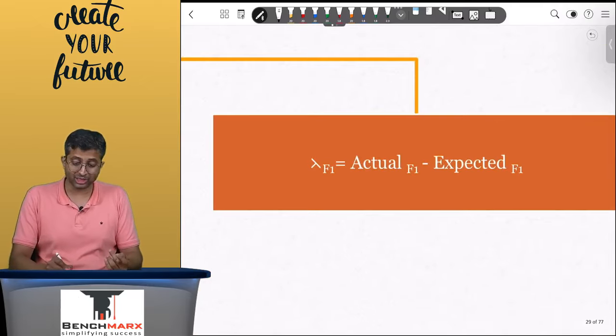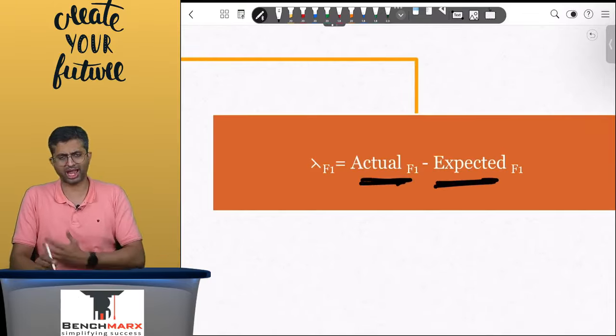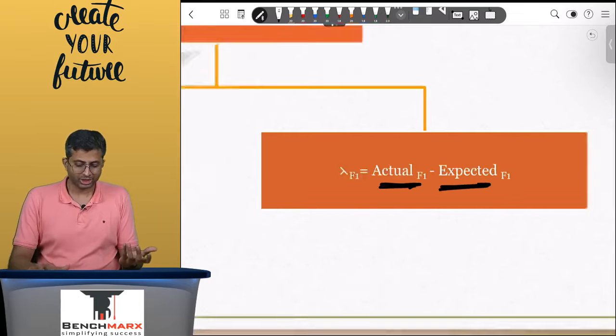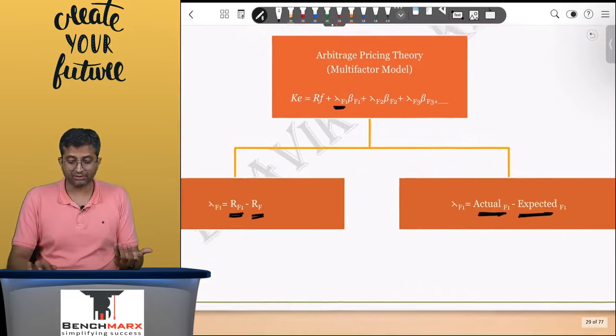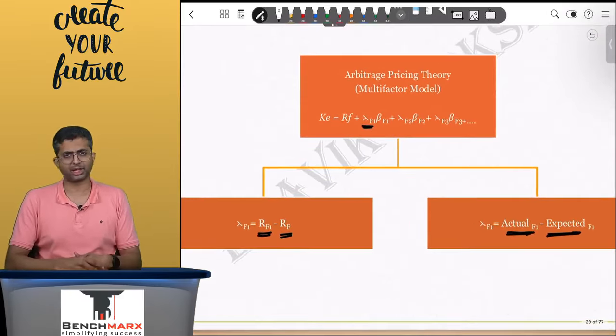Or you can also take the surprise element, where you take the actual and compare it with the expected. So either of these can work. Depending on the data available in the question, you will solve for the lambda values.